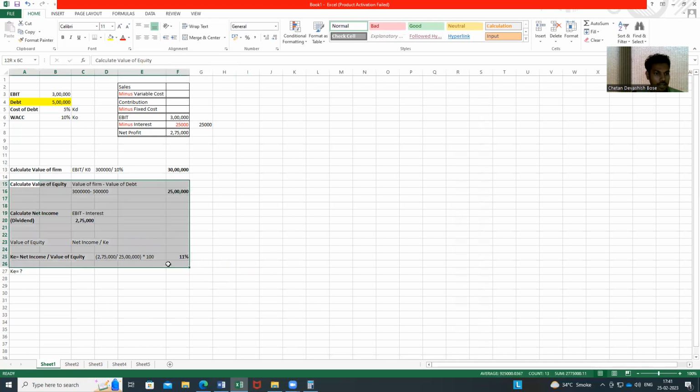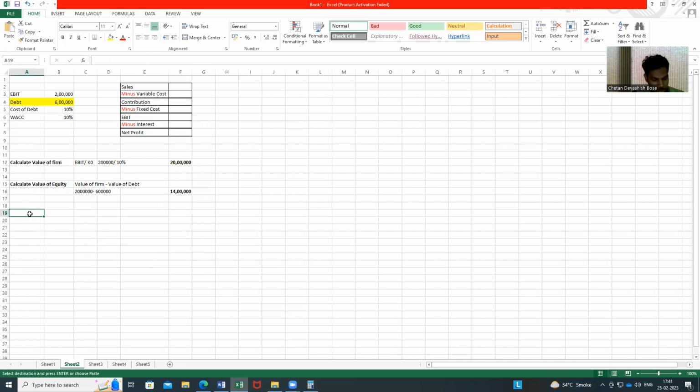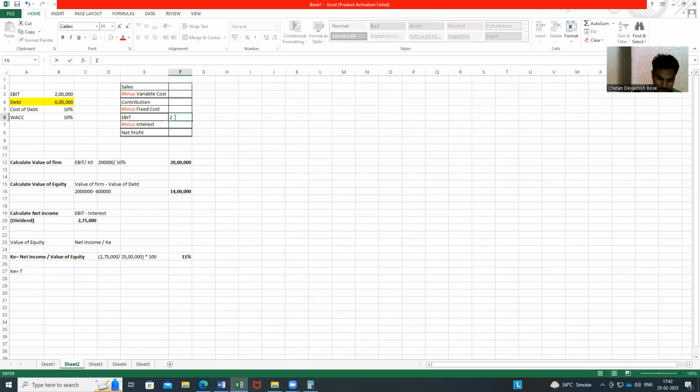Now, if I try to calculate the same thing with a different figure, then question number 2. Look at question number 2. Question number 2 में EBIT is different, debt amount is different, cost of debt and weighted average cost of debt. In this case, what will happen? Let us see. हमने value of firm पहले निकाल लिया था, and value of equity as well. Now we need to calculate net income. Net income कैसे निकालेंगे हम? EBIT minus interest. EBIT है already question में 2 lakh, isn't it? It's already there.